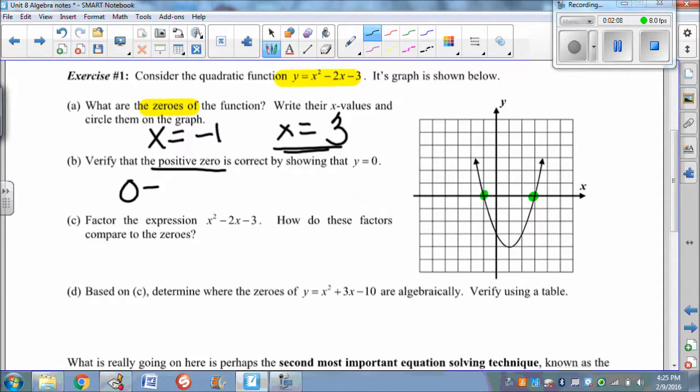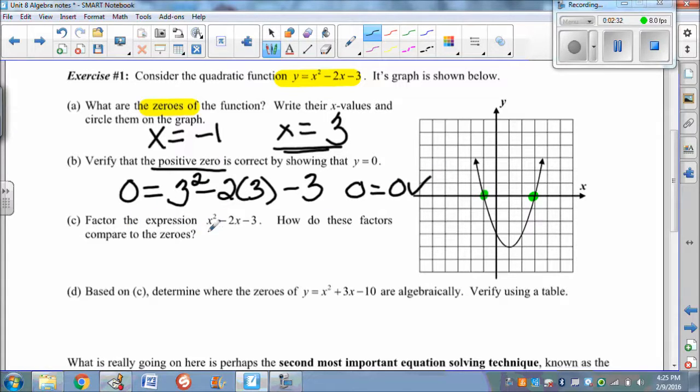So if y is equal to 0, I'm just plugging that into my equation up here, and we're verifying the 3, the positive one. 3 squared, -2 times 3, -3, and we get 9 minus 6 minus 3. That's 9 minus 9, okay? That truly is correct.